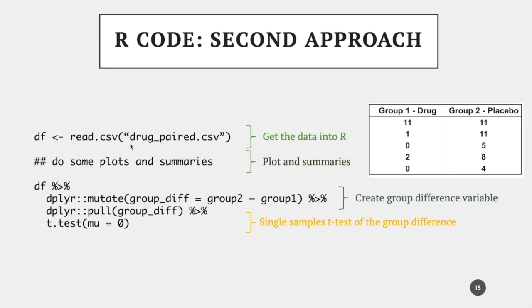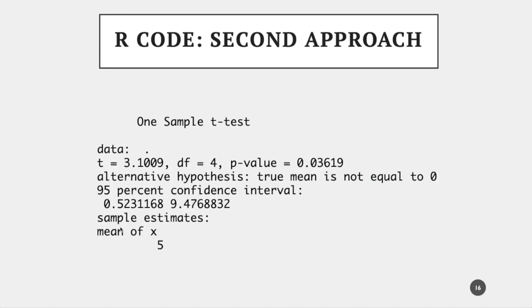Another way that we can do this is we actually can just calculate the difference score on our own. So again, we read in the same data, and instead of reshaping it, we can just say group diff. We're just creating a new variable called group diff, and it's just group 2 minus group 1. And then we just pull that one out. And then the t-test is just a single samples t-test comparing to the value of 0. And if we do that, we get the exact same results. This time it's a +5 rather than a negative, and this is going in the positive direction. But it's still going to be the exact same numbers.